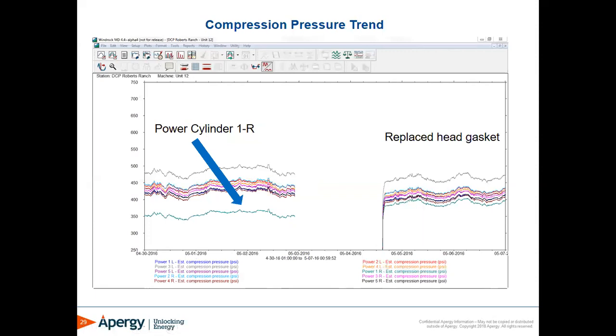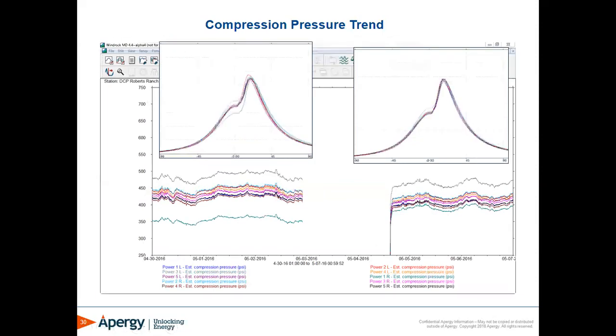So the issue here was a blown head gasket. We can see that once the head gasket was replaced, it came right up and fell in line with the other power cylinders here. This is just a picture of the engine power curves. We can see during the bad head gasket that one actually has lower compression pressure. And then after it was replaced, it fell in line with the other power cylinders.